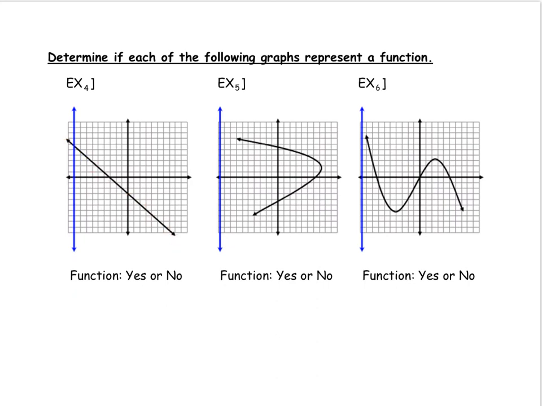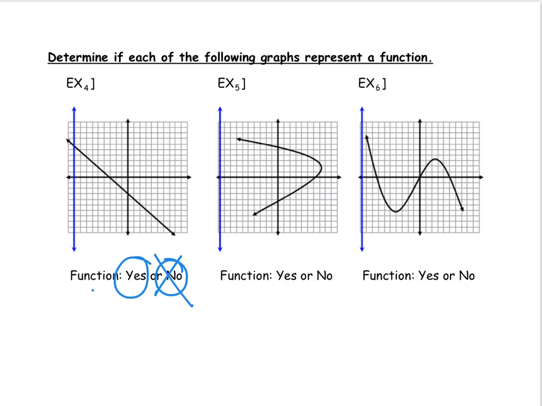And if I use the vertical line test, I take this line and I move that line anywhere across this graph, will it touch the graph at more than one spot? And the answer would be no. So is this a function? Oh, sorry, my bad. Since it only touches at one spot, yes, that would be a function.